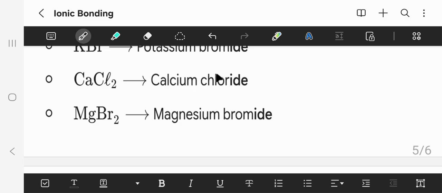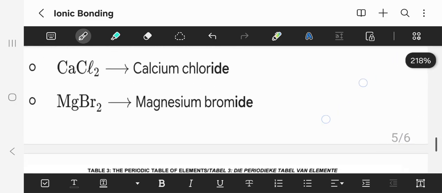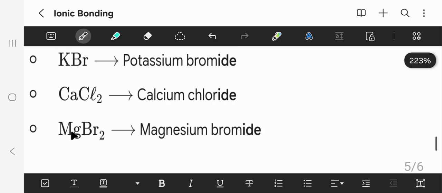Calcium chloride. Again, you can see that the metal retains its name. It's calcium, magnesium, potassium, whatever. Nothing changes. The only thing that changes is the name of the non-metal, and the name changes to "ide." It ends with an "ide," basically. Chlorine becomes chloride. And this is the last example, we have MgBr2, magnesium bromide. Magnesium bonding with bromine. Bromine becomes bromide.